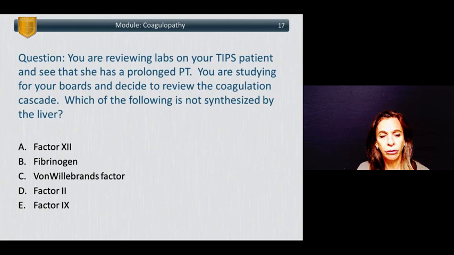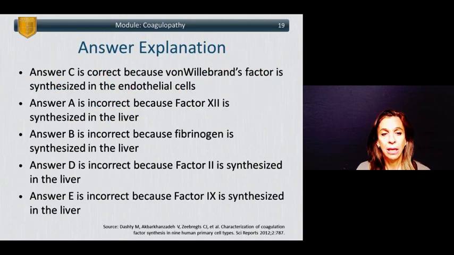A, factor 12, B, fibrinogen, C, von Willebrand's factor, D, factor 2, E, factor 9. So all of these are synthesized by the liver except for which one? And it's C, von Willebrand's factor is not synthesized by the liver because it's synthesized in the endothelial cells in the vascular lining. A is incorrect because factor 12 is synthesized by the liver, fibrinogen is synthesized by the liver, and factor 2 and factor 9 are both synthesized in the liver.